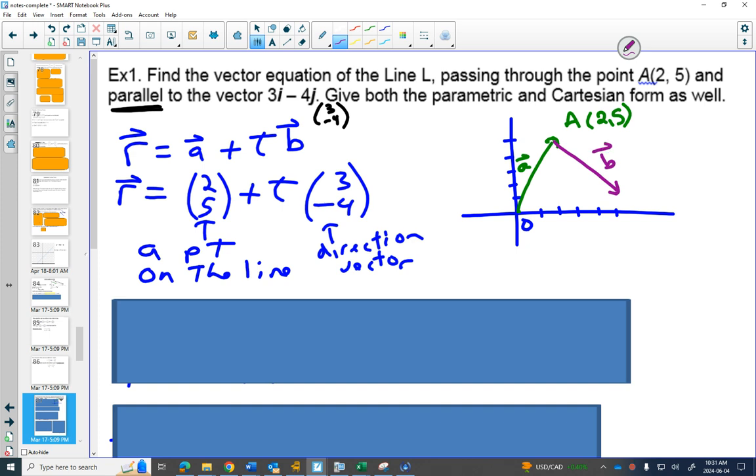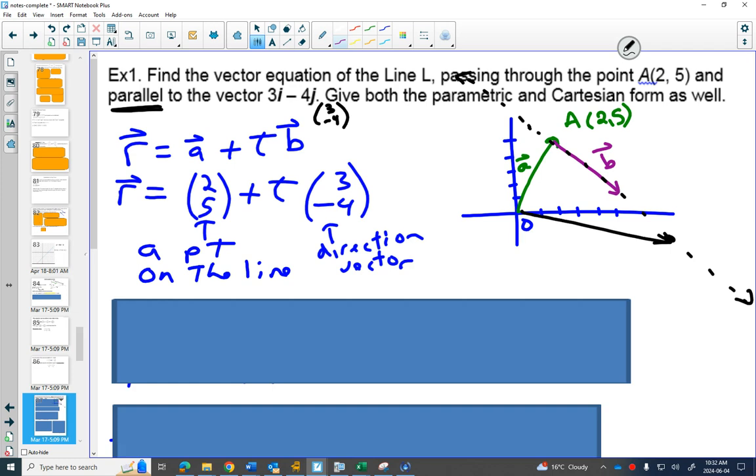This is my direction vector. This is my line. My line is a straight line in that direction. I can find any other vector that is on this line. So let's say I want to find this vector right there. That vector would be on the line.